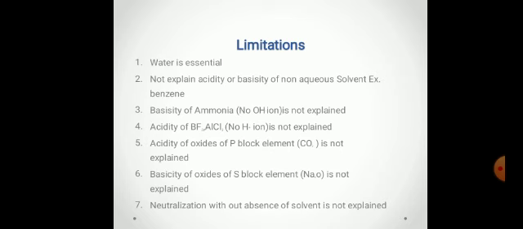Next, what are the limitations of Arrhenius theory? For Arrhenius theory, water is essential. Means Arrhenius says when a substance dissolves in water, then it produces H plus ion or OH minus ion. When it produces H plus ion, it is an acid, and when it produces OH minus ion, it is a base. So water is essential according to Arrhenius theory.